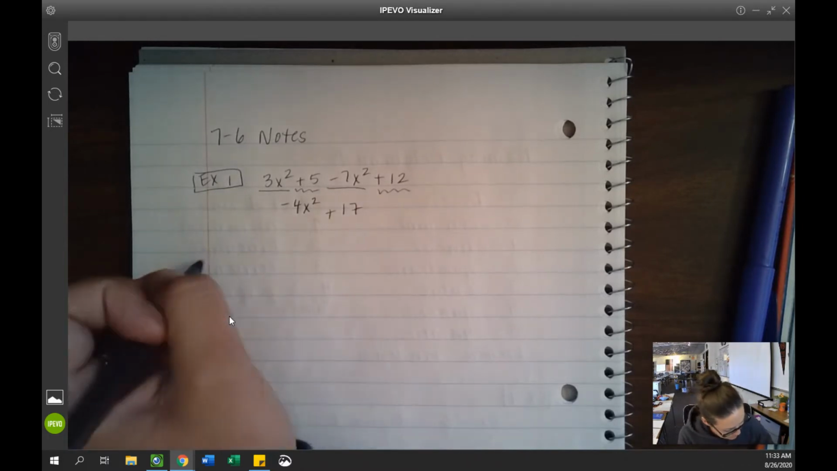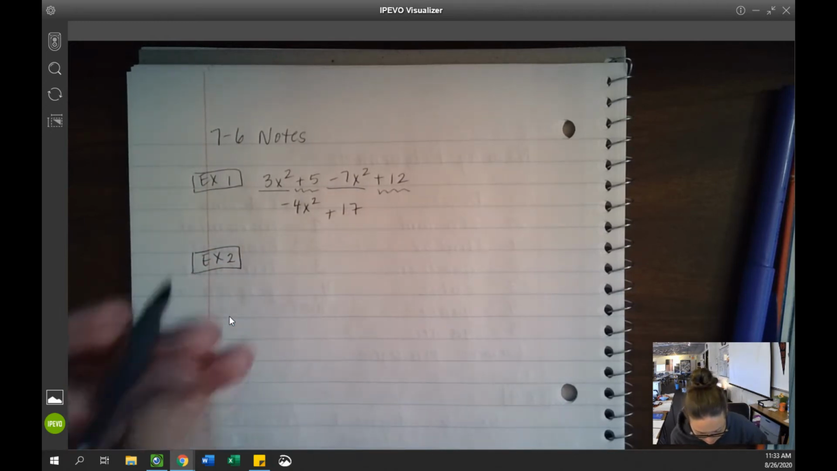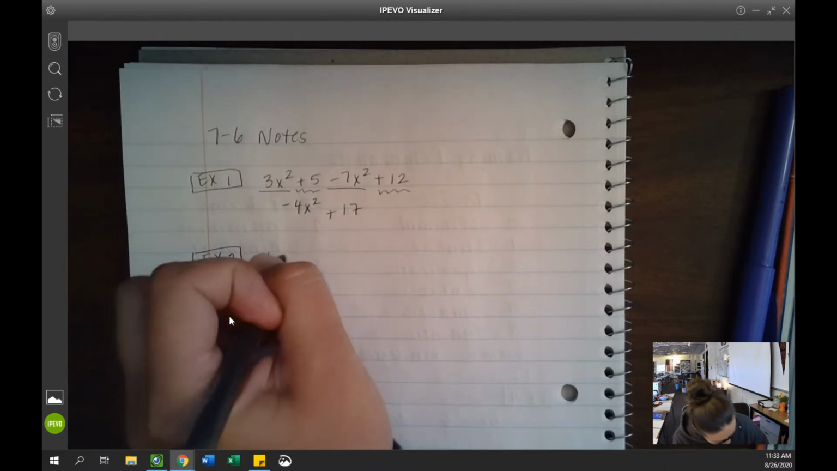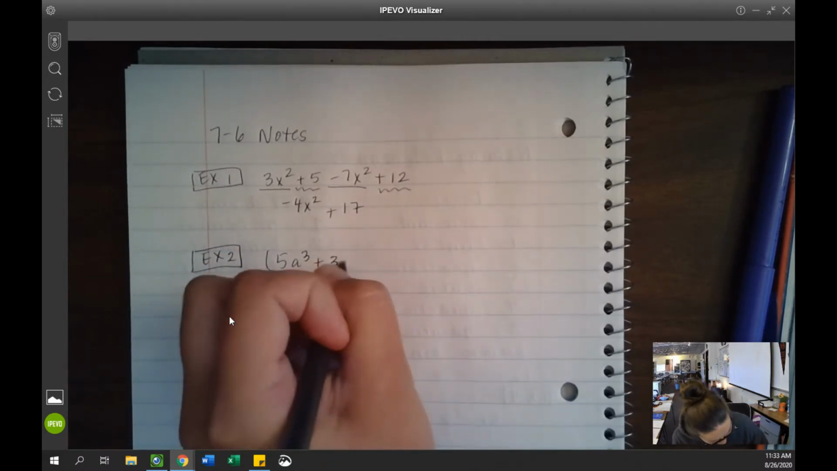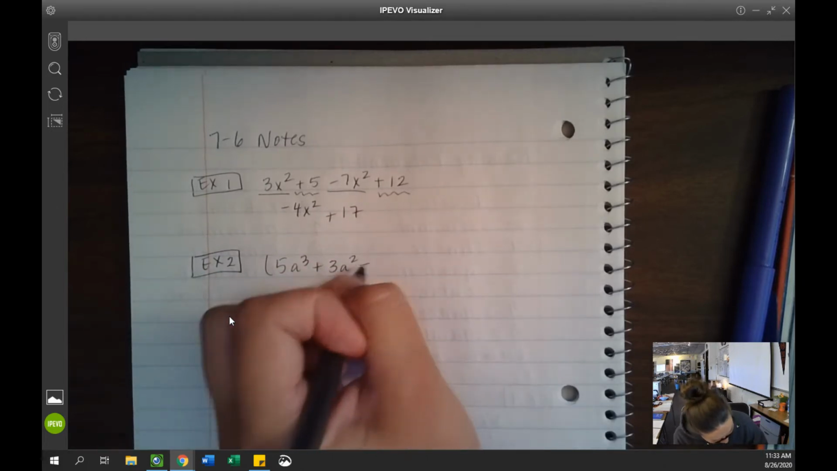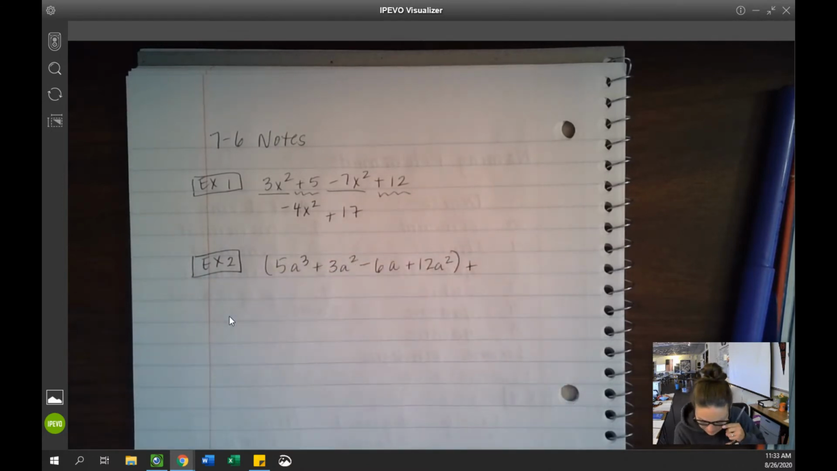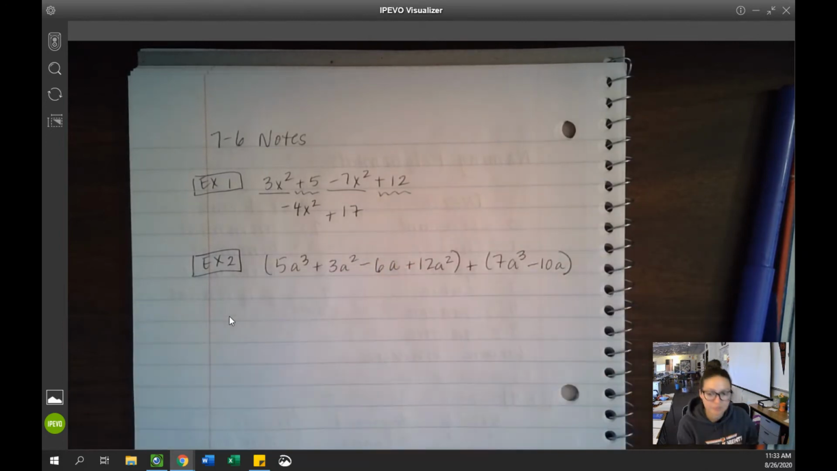All right, let's try something like this. Let's say I have 5a cubed. Now I have parentheses, so pay attention to that. Plus 3a squared minus 6a plus 12a squared plus 7a cubed minus 10a. Guess what? It's still the same. I'm going to collect the terms that have the same degree and put them together.